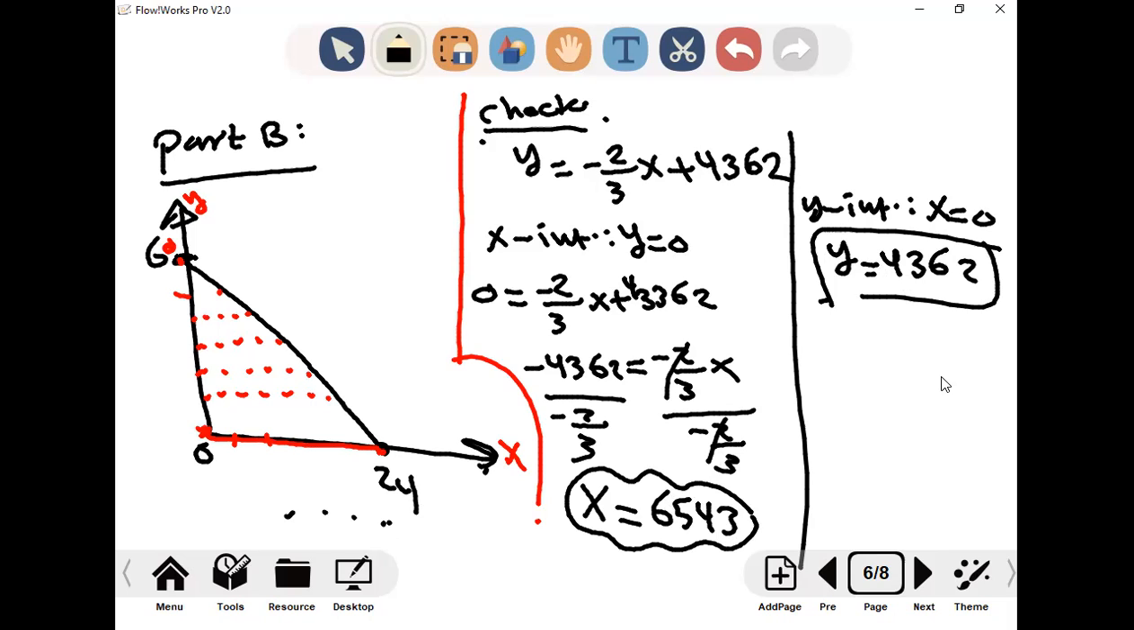C. Which graph uses the x- and y-intercept to correctly graph the equation? It is C. Okay? Agreed? Why are they reversed?